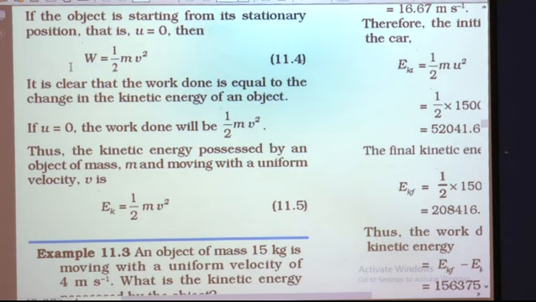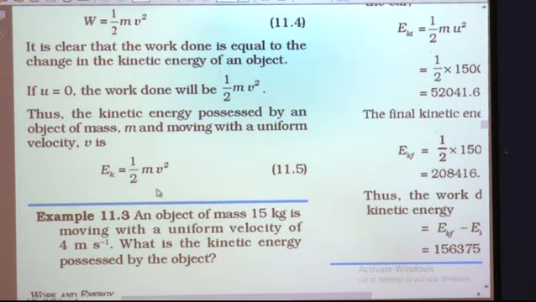Now, this W is nothing but the kinetic energy possessed by an object for doing this work. So, we get Ek, which stands for kinetic energy, that is equal to half mv square. So, students, we have derived the expression for kinetic energy. This is the formula which you are going to use for solving the numericals. Now, here some examples are given, solved examples which we will discuss in the next class.